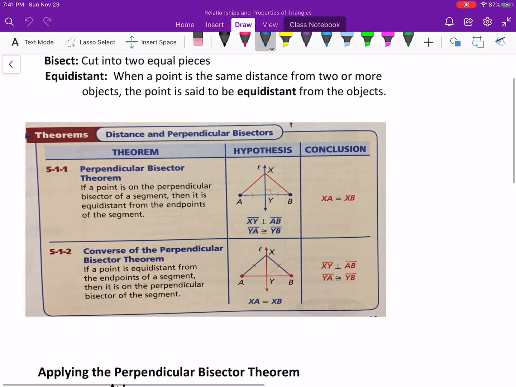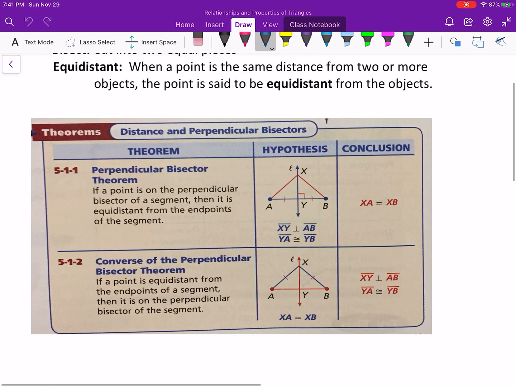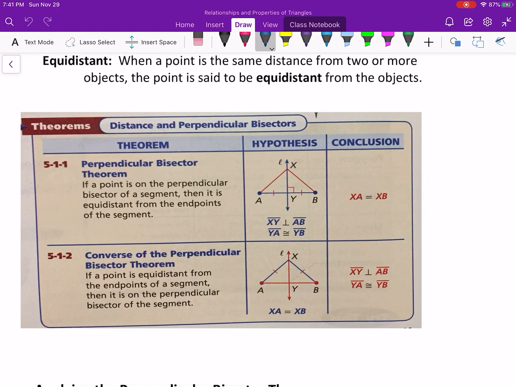Okay, so let's look at the perpendicular bisector theorem. I want you to look at the picture as I read the theorem to you, and I will point out the parts of the picture that I'm talking about. First of all, it says, if a point is on the perpendicular bisector of a segment. So the point we're talking about is the point X up here at the top. So that's the point we're looking at. And the perpendicular bisector is the line L that's running up and down. It is perpendicular to AB.